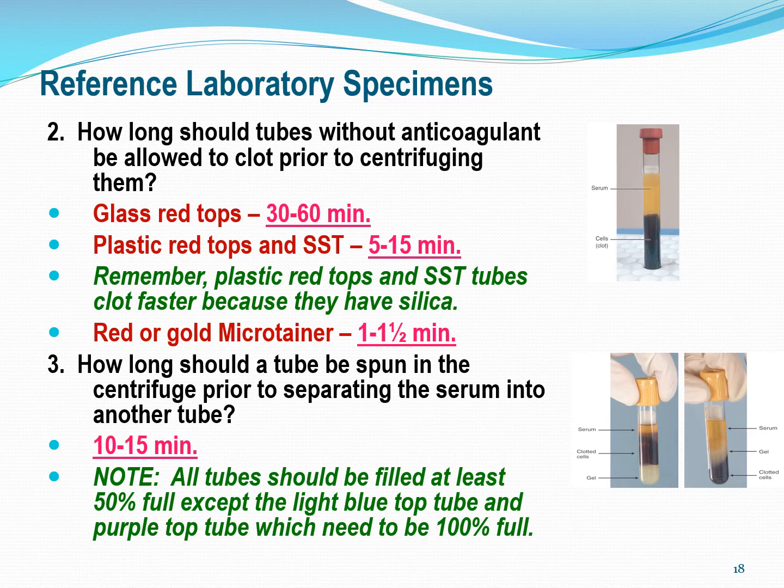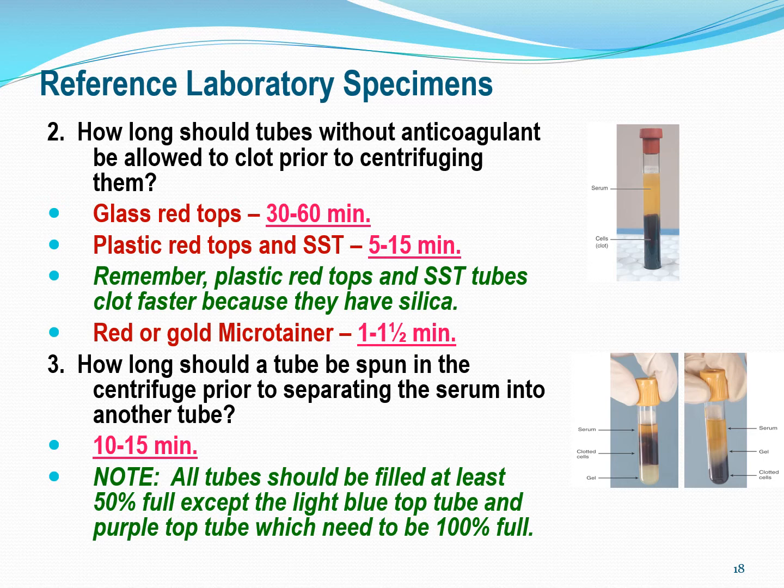Remember, plastic red top tubes and SST tubes clot faster because they have silica in them, which is a clot activator. Red or gold micro containers, those little small tubes that we use to collect blood, usually from a finger stick, only take about a minute to a minute and a half to clot.